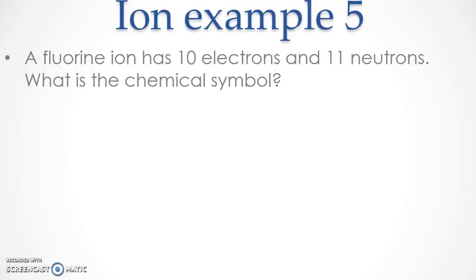Hello everyone. So if you guys can go to example 5 in your notes, we're going to work through this problem together. This problem tells us we have a fluorine ion and it has 10 electrons and 11 neutrons. And it's asking us to write the chemical symbol.